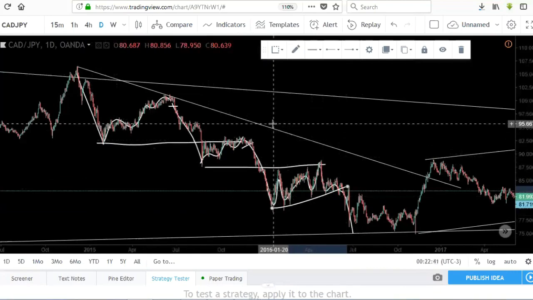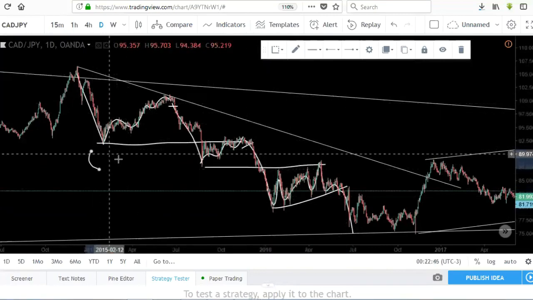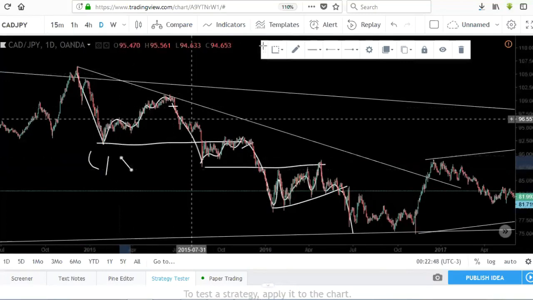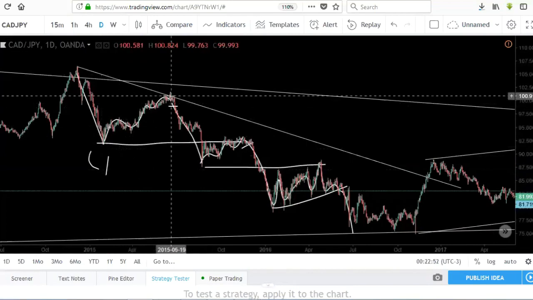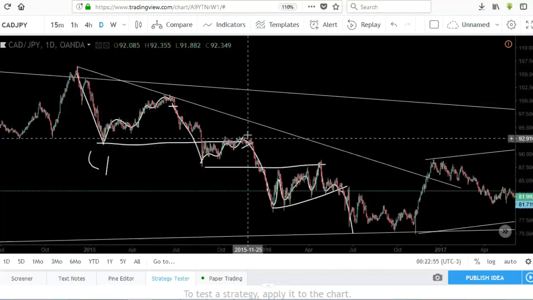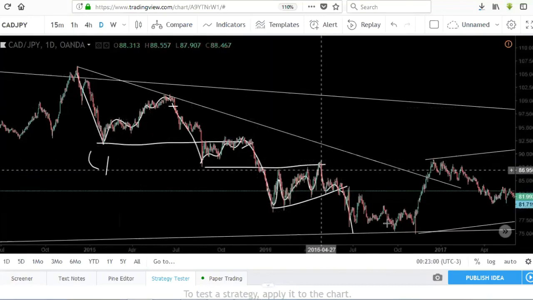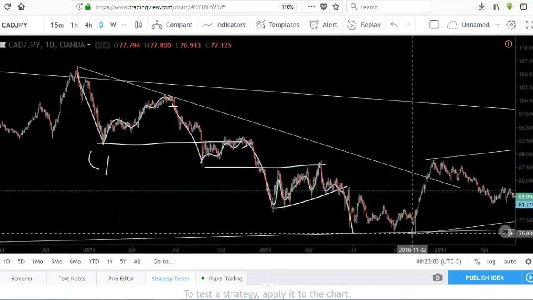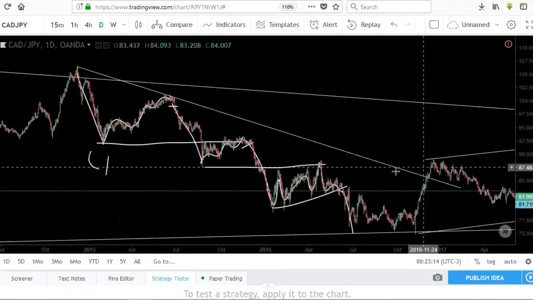Now you can see that it's forming lower lows and lower highs. You can see I don't have to write all of that. Lower low, lower high, lower low, lower high, lower low, lower high, and here's our lower low. And to confirm that this is no longer a downtrend, it broke our lower high. It broke it, meaning that it started forming a new high.